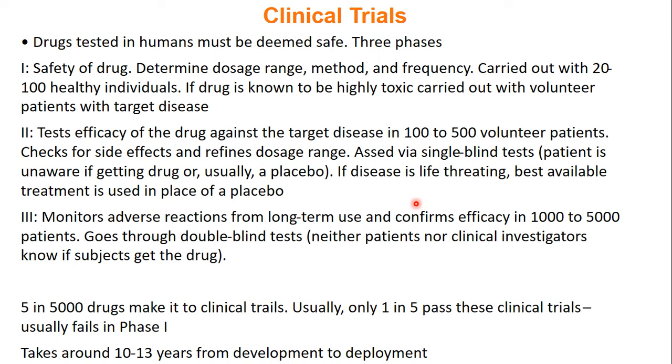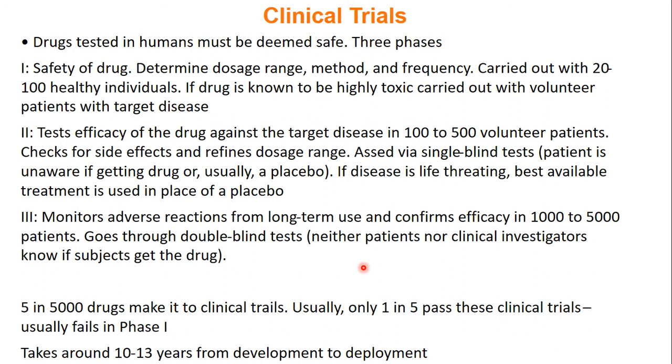Phase 3 of clinical trials is looking for any adverse reactions from long-term use and to make sure this drug actually works. So you're bumping up to 1,000 to 5,000 people. This is a double-blind study where the person giving the drug and the person receiving the drug do not know if it's a real drug or a placebo. This is to eliminate all bias. The results we see cannot be biased by any beforehand knowledge.